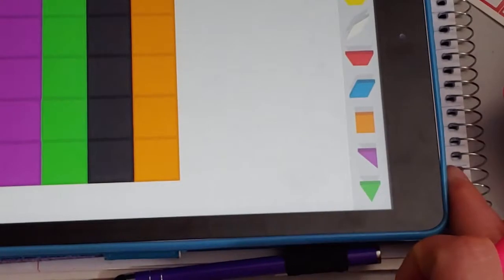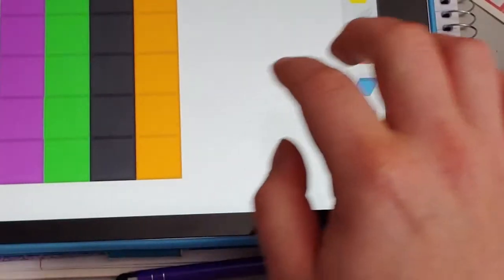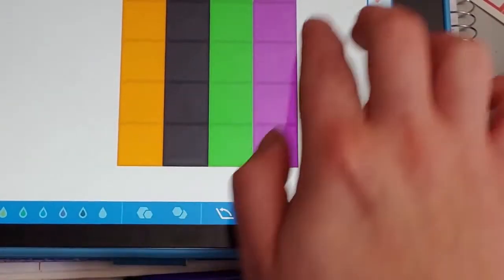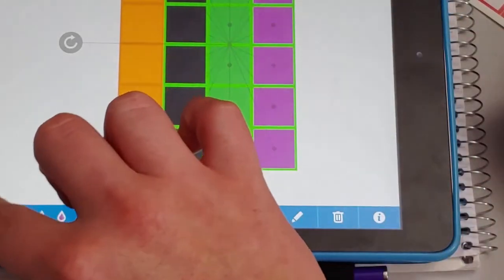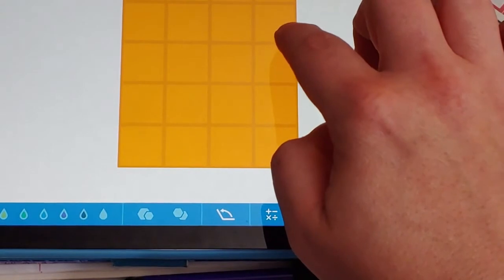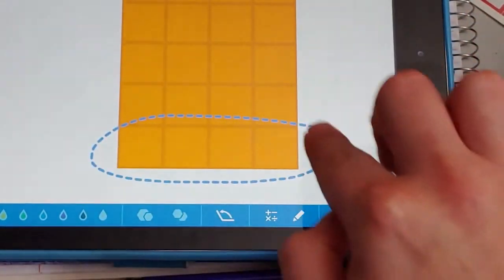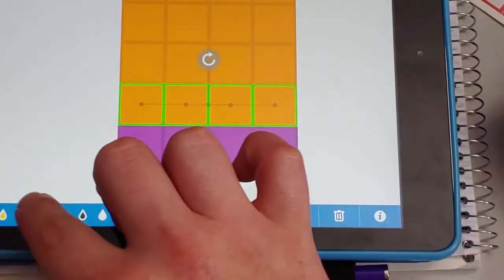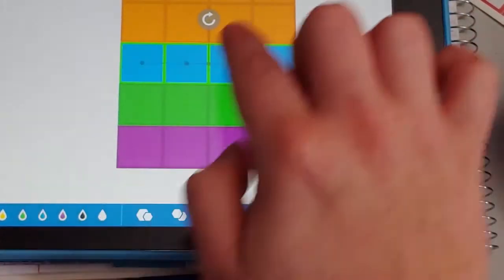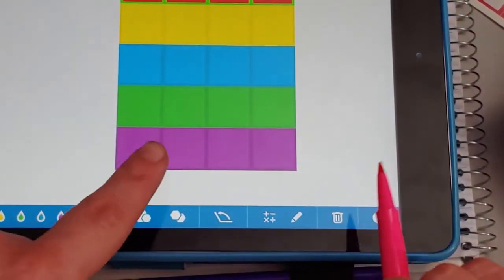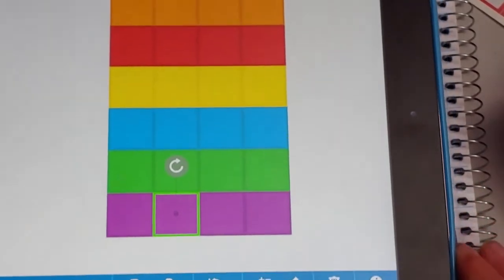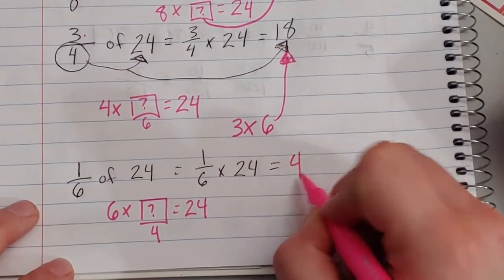And we're cutting them into 6 equal groups. Which would be this way. 1, 2, 3, 4, 5, and 6. And look at 1, 2, 3, 4. Just like we found. So the answer is 4.